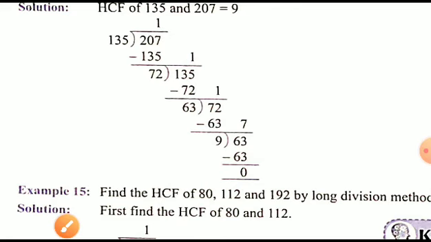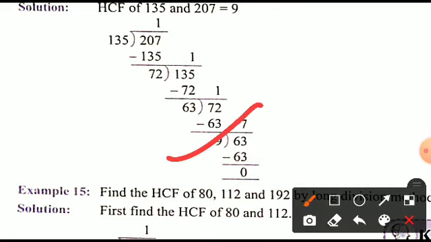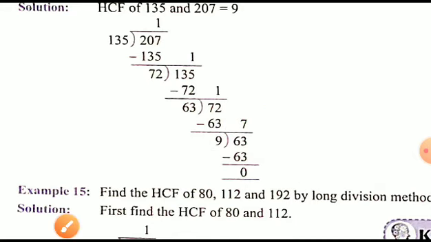So when we get remainder 0, then this divisor is called the HCF of the given numbers. Clear?